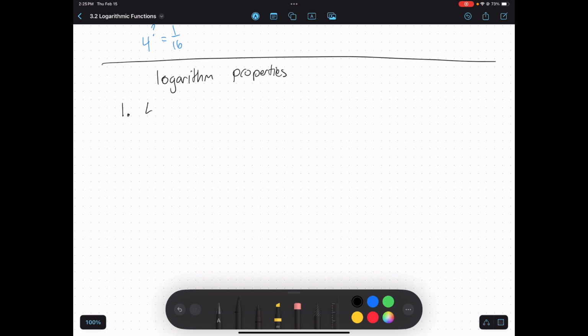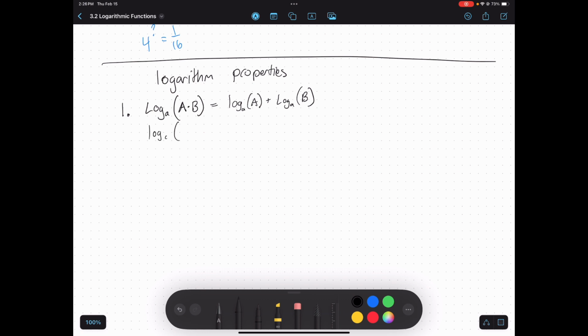Property number 1, if you are taking the log base a of two values being multiplied by each other, okay? Lowercase a is just whatever your base is. These properties are true no matter what your base is. So it doesn't matter what your base is, these properties are always true. So if I have log base a of A times B, it turns out you can split that into two separate logarithms with addition. Okay.